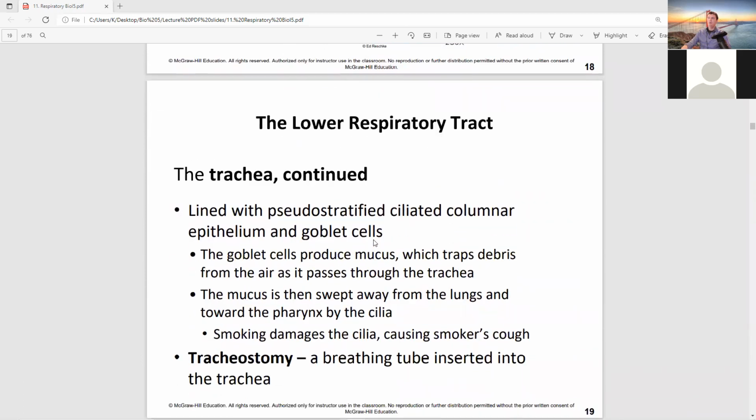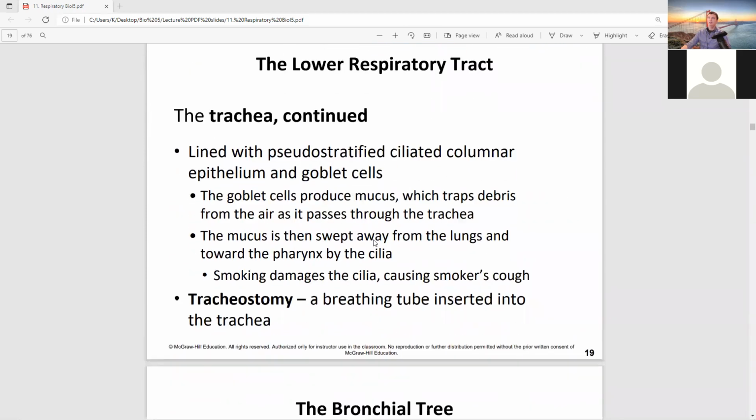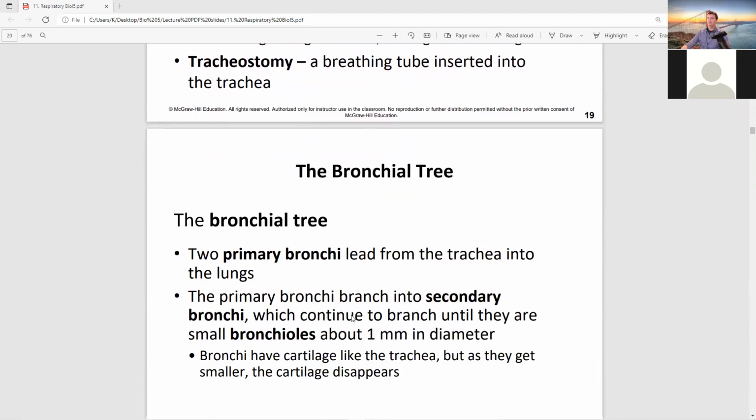Okay, the lower respiratory tract, the trachea continued, lined with pseudostratified ciliated columnar epithelium and goblet cells. The goblet cells produce mucus, which traps debris from the air as it passes through the trachea. The mucus is then swept away from the lungs and towards the pharynx by the cilia. Smoking can damage the cilia, which leads to smoker's cough. And then a tracheostomy is a breathing tube inserted into the trachea.